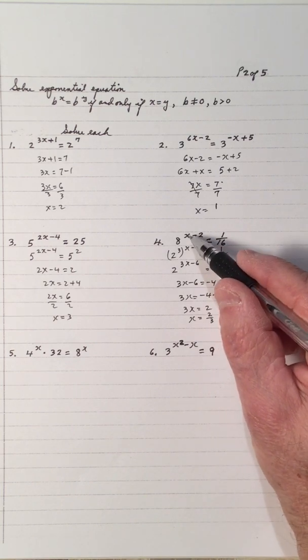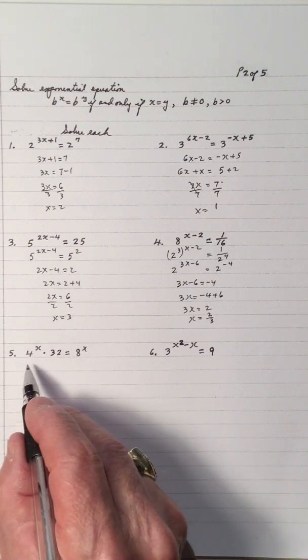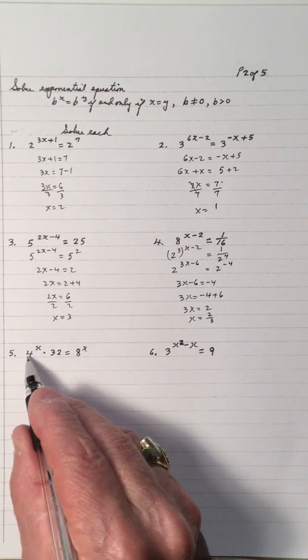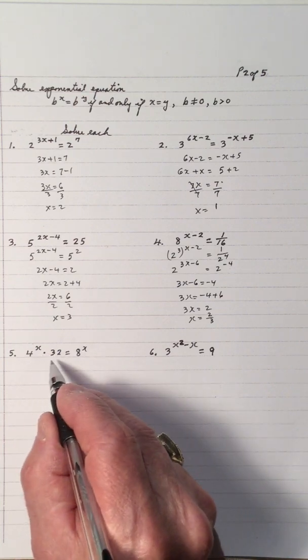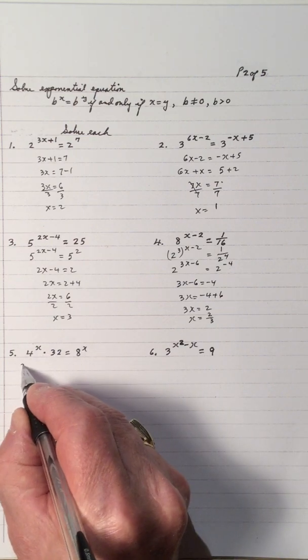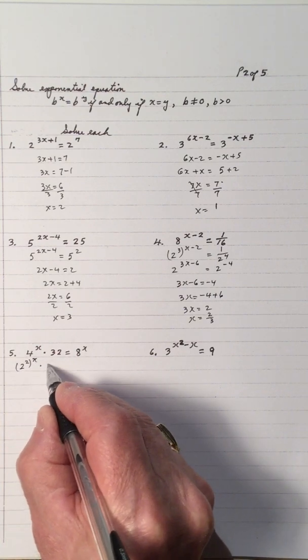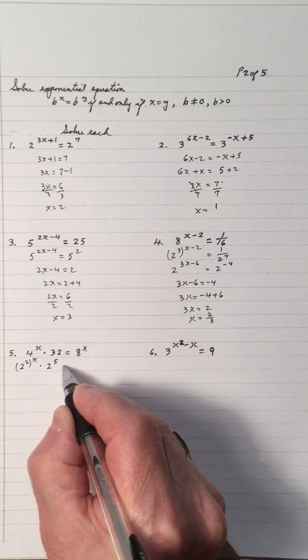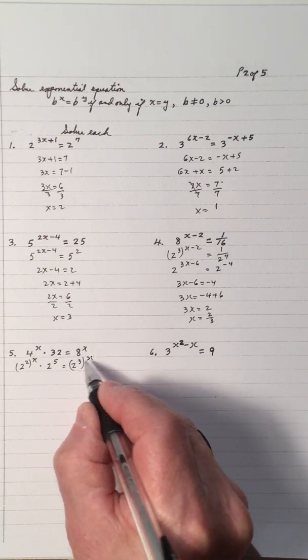If we put 2 over 3 back in, you can check it. Number 5. They're not the same bases, so what is the common base between all these numbers? 2. So 4 is 2 squared. 32 is 2 to the 5. 8 is 2 cubed, so we have them all changed.